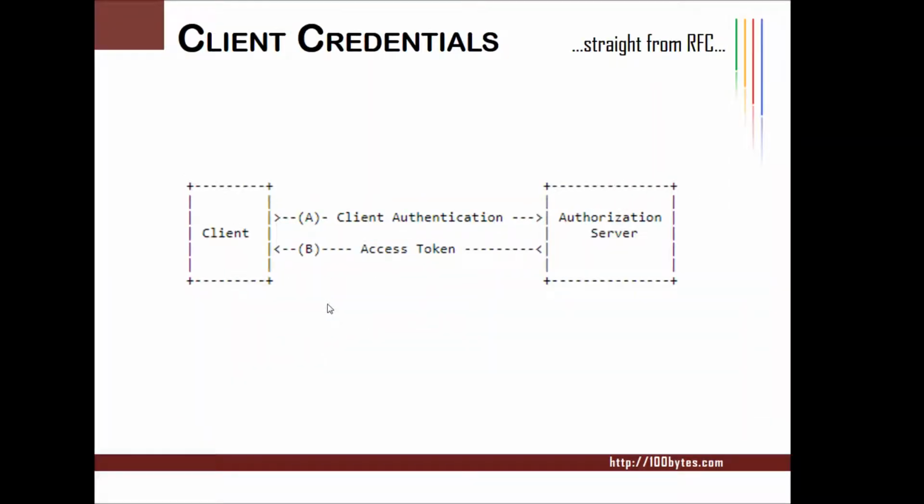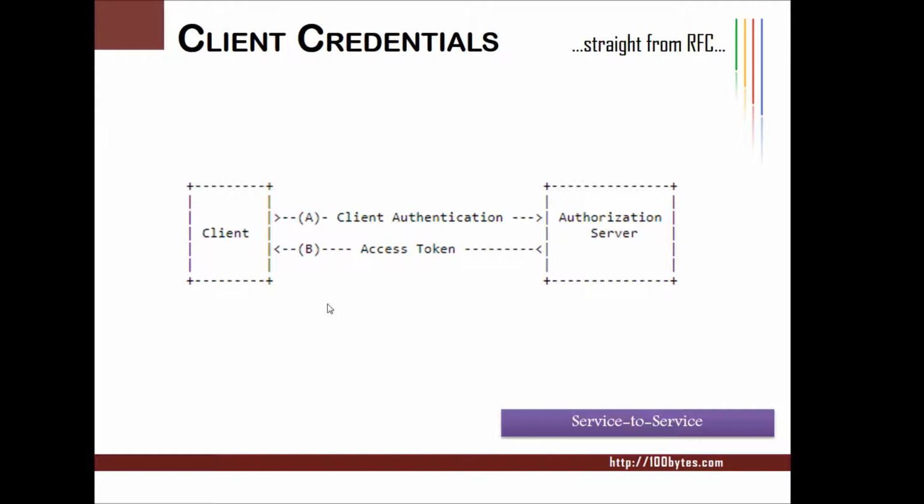In the client credential flow, there are no user entities involved. Here it's just a client authentication. That means the client has to provide their OAuth client ID and OAuth client secret. The authorization server will verify this client ID and secret, and then provide an access token. This flow is used for service to service communication.